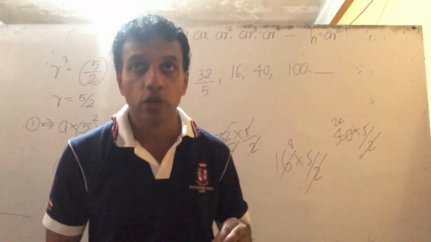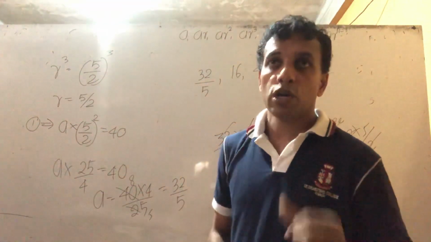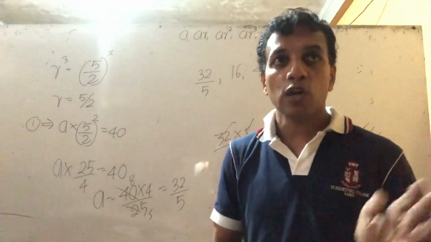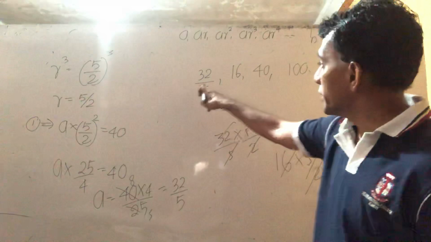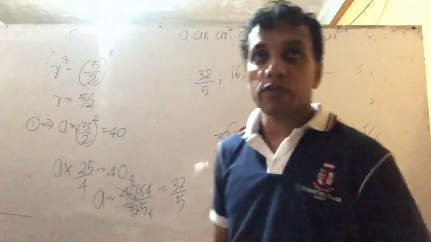So here I showed an additional part also. Not only finding A and R, you can also write the series, the pattern. This is the method, right? It's one of the types of question.